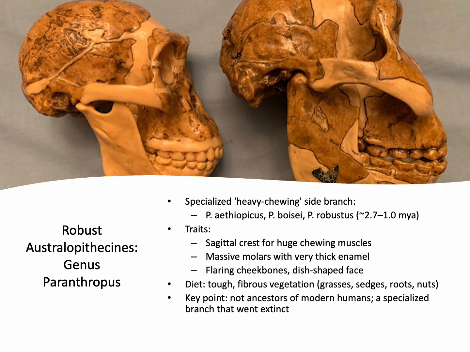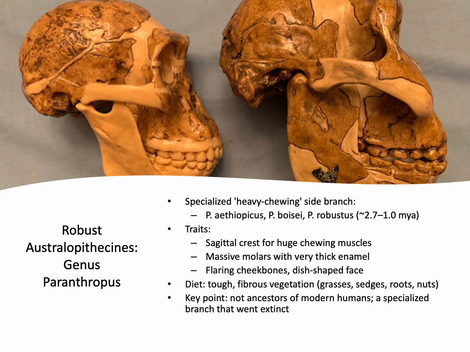On the one hand, it allowed Paranthropus to exploit ecological niches that other hominins might not have been able to use as effectively, especially in times of environmental stress. On the other hand, being highly specialized can make a lineage vulnerable if the environment changes and that particular niche disappears. By around 1 million years ago, the robust Australopithecines are gone.